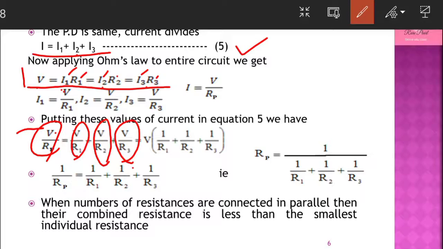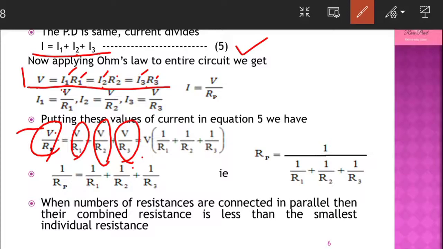Okay. Hope you understood. When we have the same current, we'll write I. When we have the same voltage, we will write V. When we have different voltages, then V1, V2, V3. When we have different current, then we write I1, I2, I3. Clear? So now we'll have to substitute all these expressions.